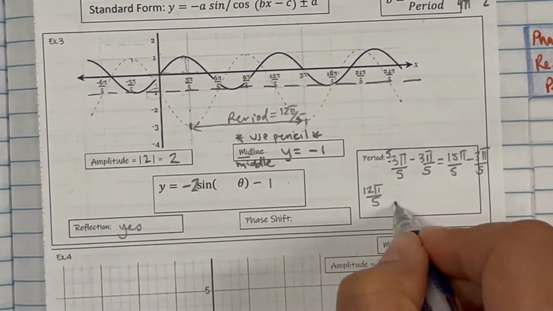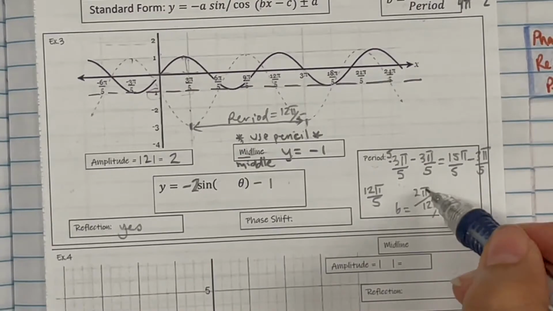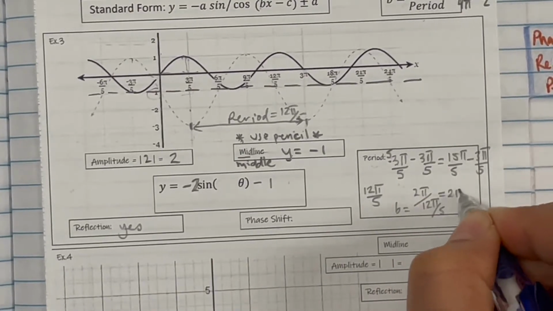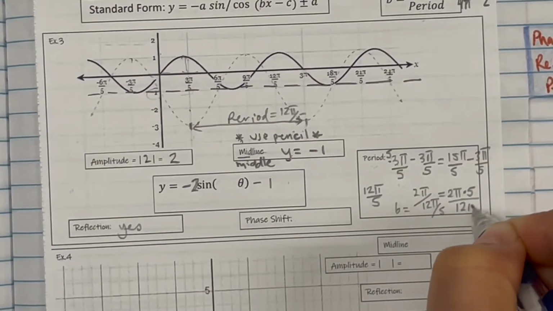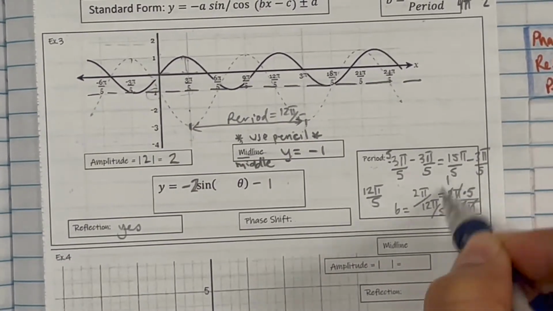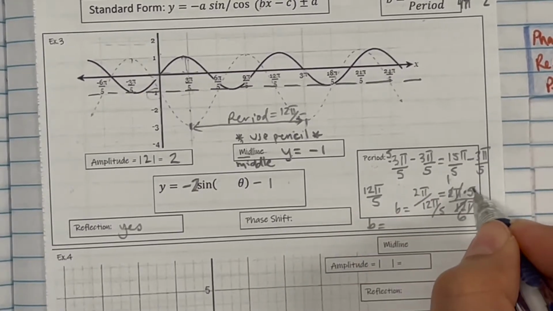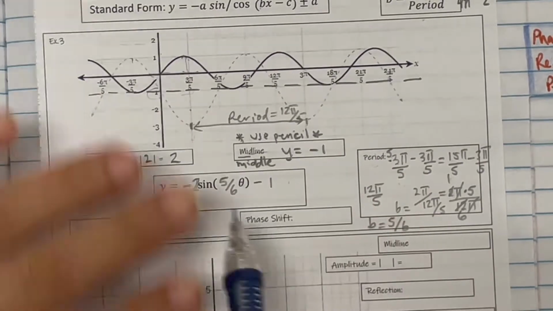So what is b? b is 2 pi over my period, which is 12 pi over 5. And again, you keep, change, flip. So keep, change, and flip it. All right, go ahead and cross that out. We can simplify 2 and 12. And we're going to get 5 over 6. So b is equal to 5 over 6. So we can put that number right there. And that's pretty much it.